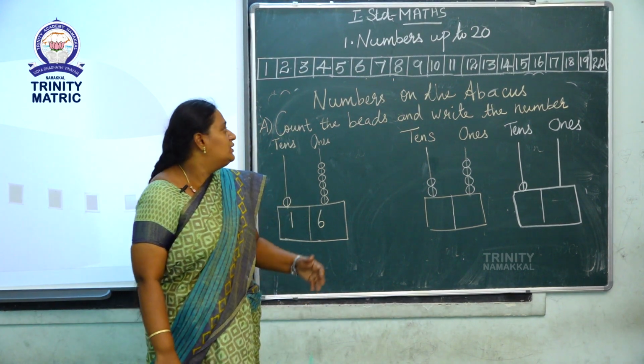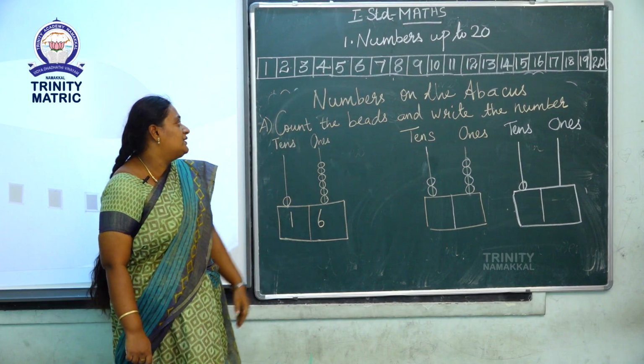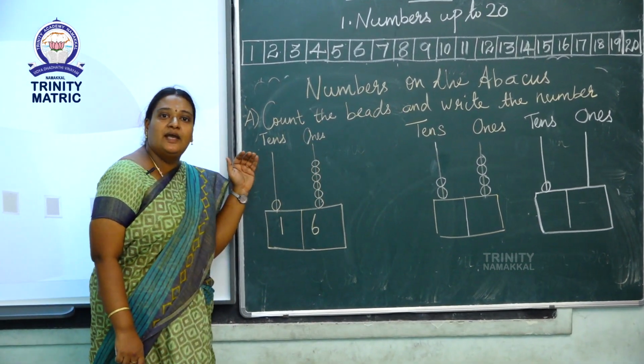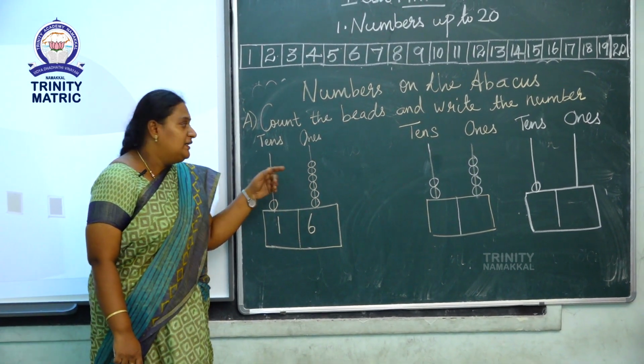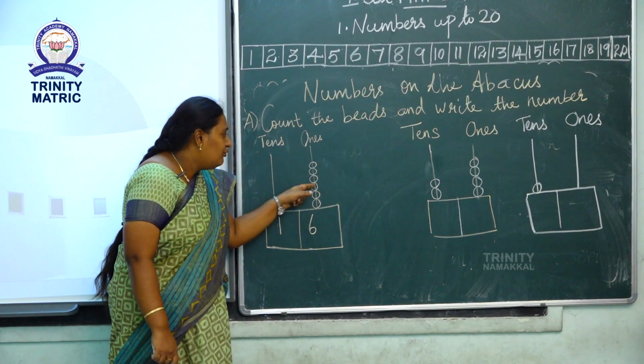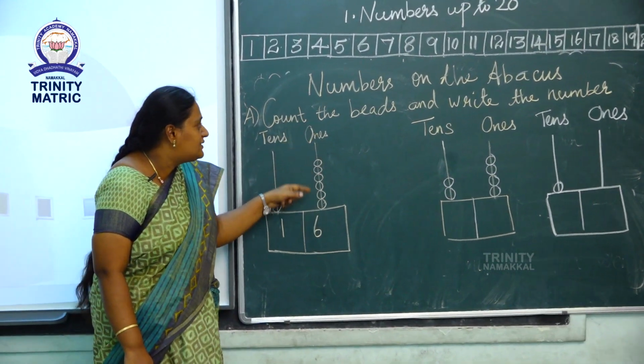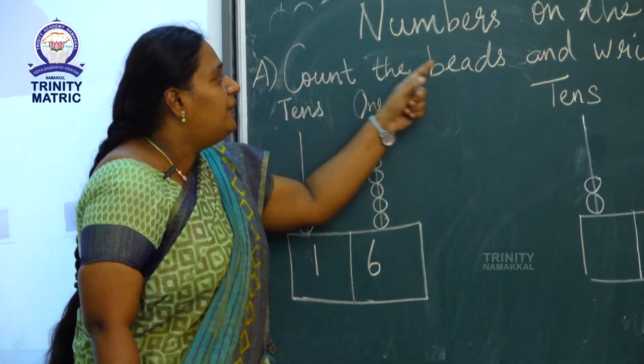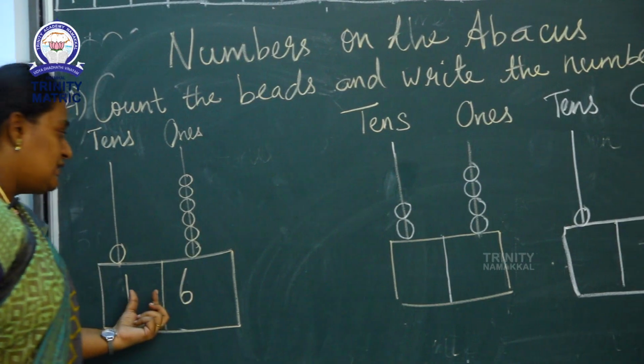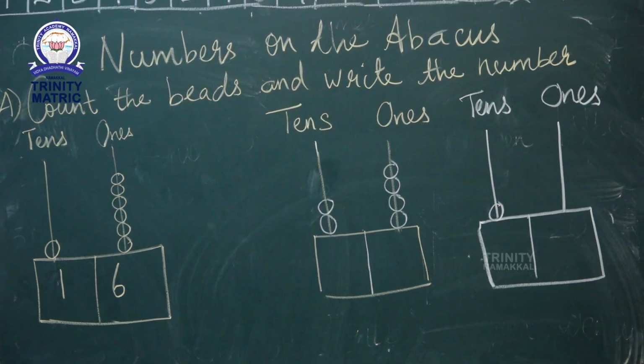Last class we studied the number names from 1 to 20. Today we are going to see the numbers on the abacus. See, this is an abacus. Abacus is used to count the numbers. So this is a spike and we have beads in it. Okay, let us count and write the beads. First count the beads and write the number in the boxes.